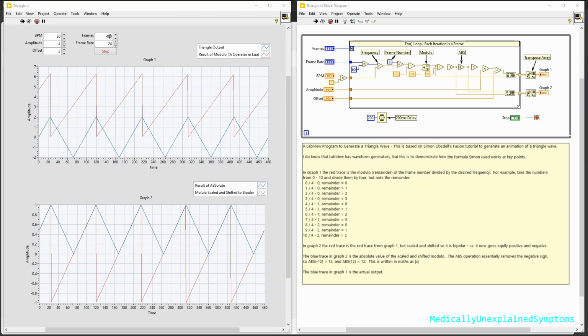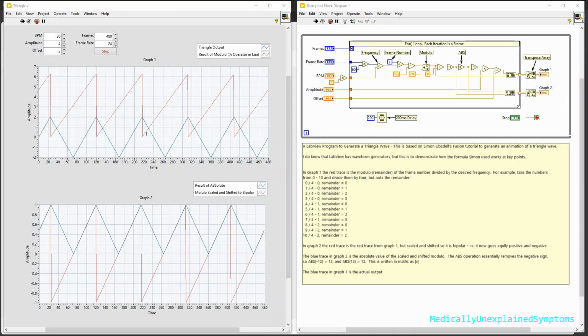Essentially, we feed the frames in, which in this case I've taken 480 frames, 24 frames per second, and each frame is stepped through, and this mathematical operation happens. So it works the frequency out from the frame rate and the beats per minute. The frame number is fed in, and it goes through this scaling. And then we take the modulo. And what the modulo does is produces this ramp. There's an explanation there of how it does it.